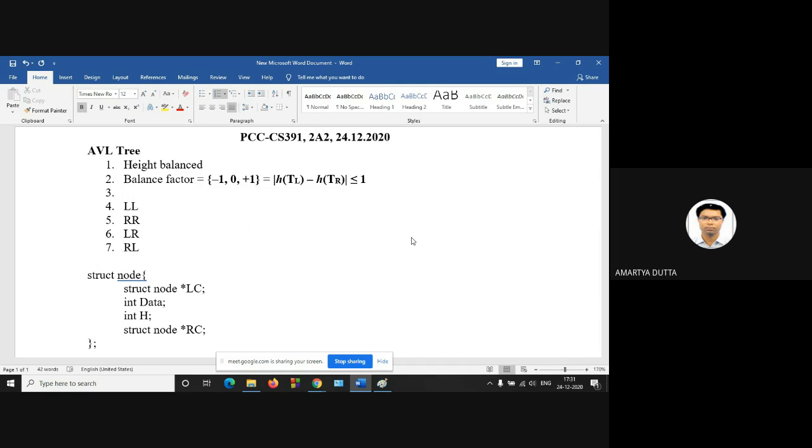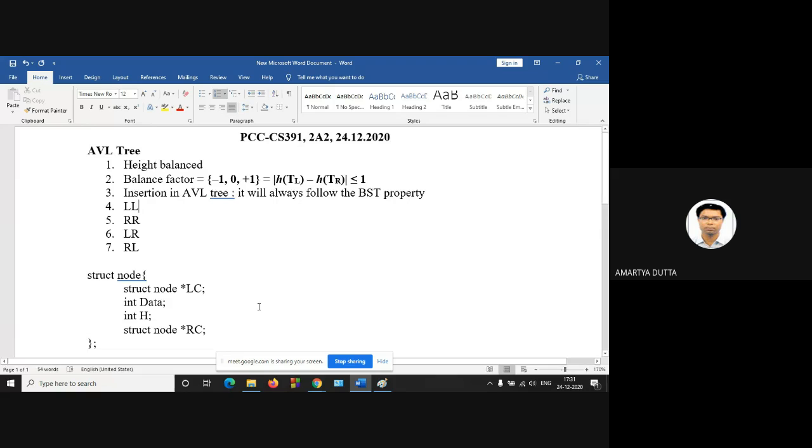Okay, so insertion in AVL tree, it will always follow the BST property. Okay, but there will be total 4 types of rotations. LL means left to left rotation. RR means right to right rotation. LR means left to right, and RL means right to left.